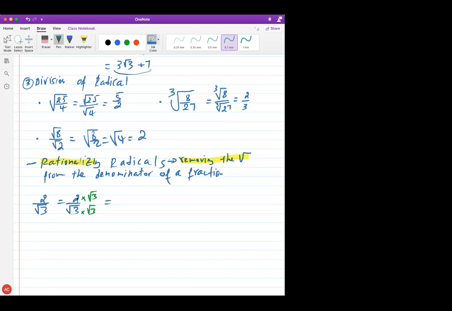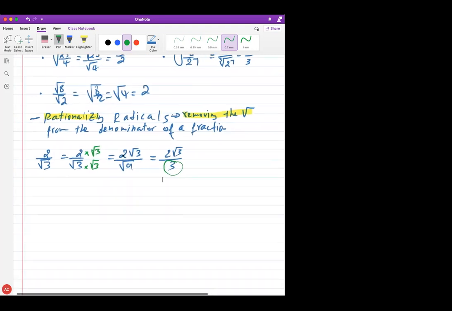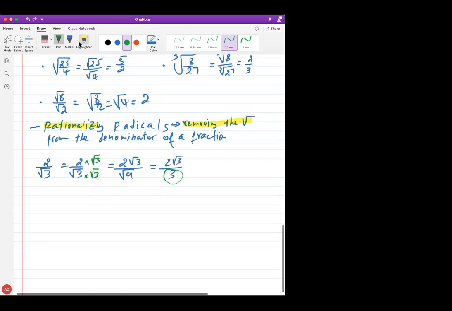Don't forget the top. What's 2 times radical 3? 2 radical 3, that's right, over radical 9, which is 3. You see, we no longer have the radical in the denominator, and that's what rationalizing is. It's not a problem that the radical is on top, but it's no longer in the denominator, and that's what rationalizing is. Again, just times the radical by itself. Okay, pretty simple. Let's do another one.